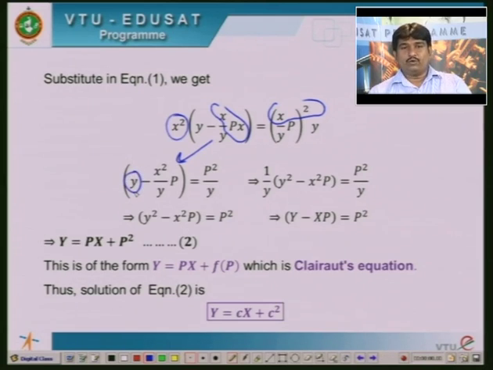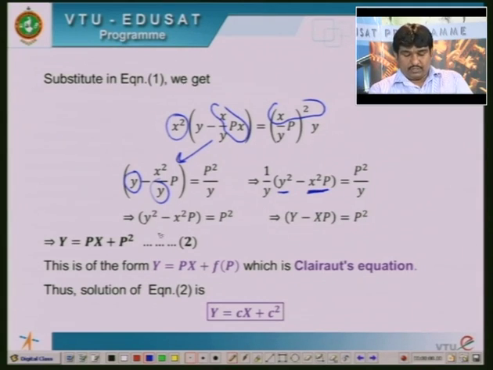If you take 1 by y outside, means divide and multiply by y. So when you multiply by y, it becomes y square, and y gets cancelled here to give x square into P. So 1 by y into (y square minus x square P) equals P square by y. I multiplied throughout by y because I wanted to convert this in terms of new variable. So I wanted even power of small y, because y square was capital Y. So I multiplied here throughout by y.